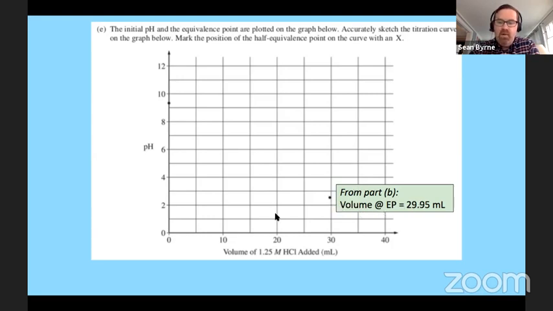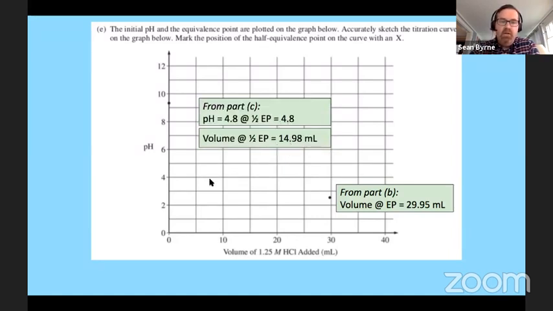We need this number because we have to get to halfway to the equivalence point, right? So if the equivalence point was 29.95, the volume at half the equivalence point is just shy of 15. In part C, we calculated what the pH at the half equivalence point is, 4.8. And so we're going to put an X right about right there.